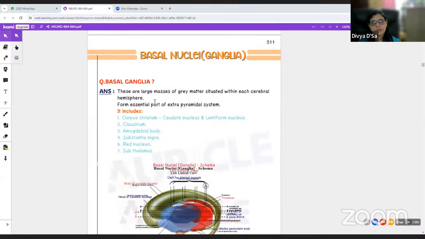Basal ganglia. Now, the basal ganglia are large masses of gray matter situated within each cerebral hemisphere. So it forms the essential part of the extrapyramidal system. Okay. So it consists of the corpus striatum, claustrum, amygdaloid body, substantia nigra, red nucleus, and the subthalamus.